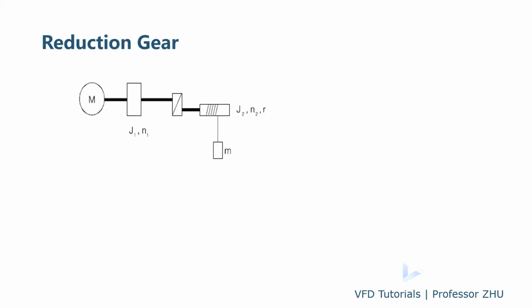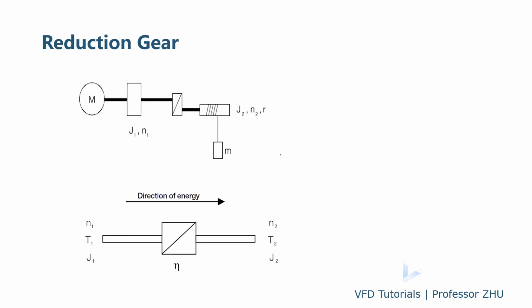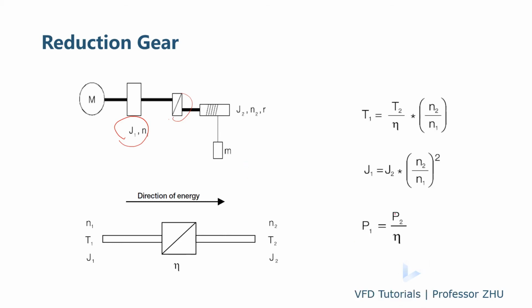Talking about the gearbox. Most gearboxes are used to reduce the speed, and sometimes they are also used to increase the speed. Here's the motor and the motor inertia. Here's the gearbox, and the load, and the load inertia. The direction of the energy is mechanical energy from the motor transferred to the load. And then we have several formulas. Motor power on the shaft is P1 here, and P2 here after the gearbox.